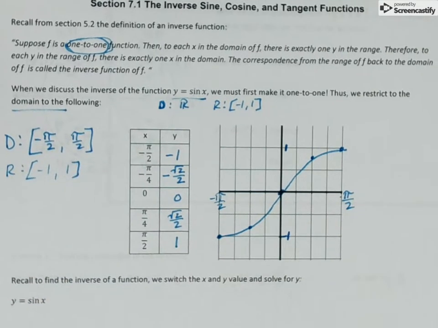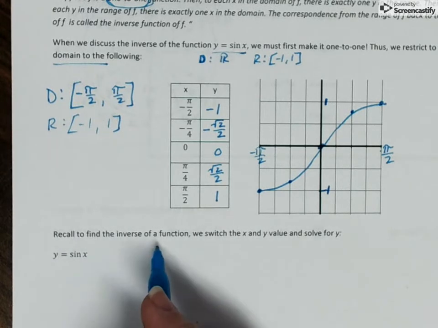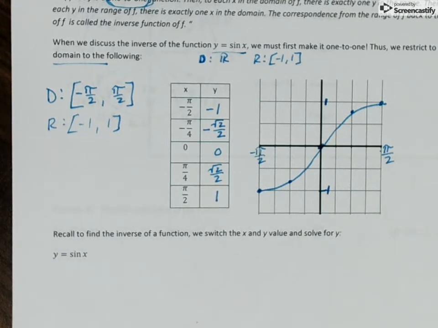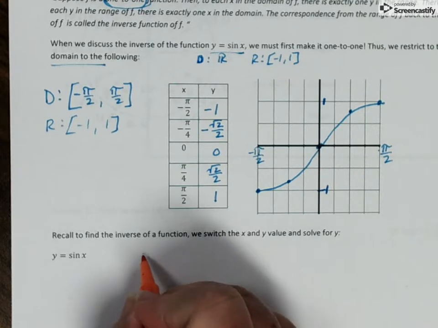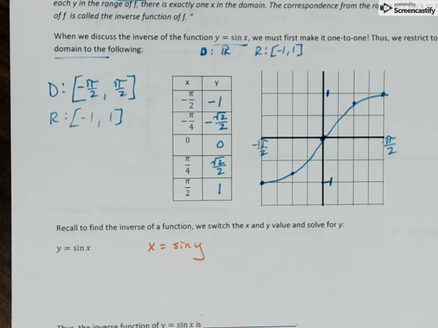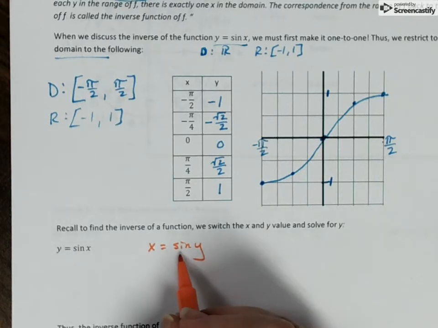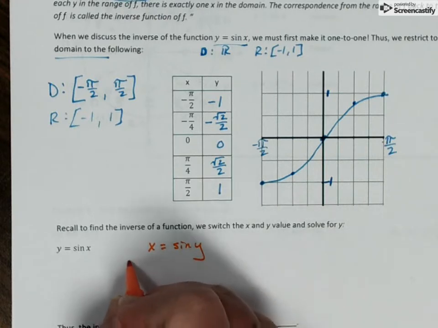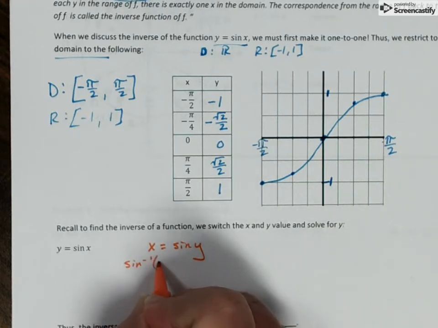Well, remember when we were trying to find inverse functions, what we had to do was switch the x and the y. So I'm going to rewrite this as x equals sine of y. And of course, once you have the sine of y, now that we have switched them, the next step is to isolate the new y. Well, how do you isolate something that has had a function, an operation happen to it? We have to do the inverse operation. And so I'm going to take the inverse sine of both sides.